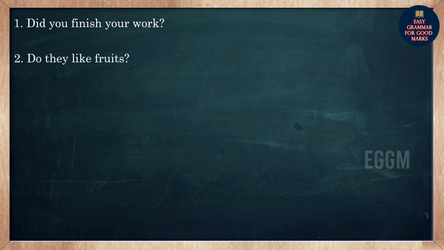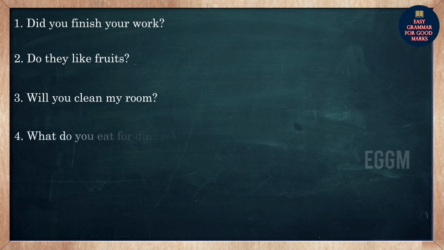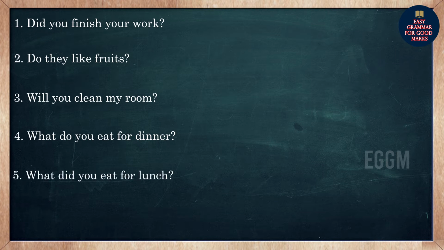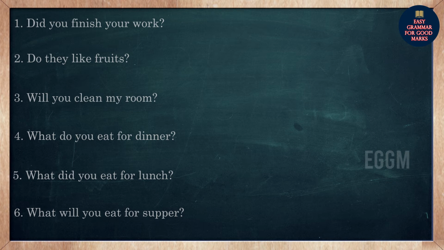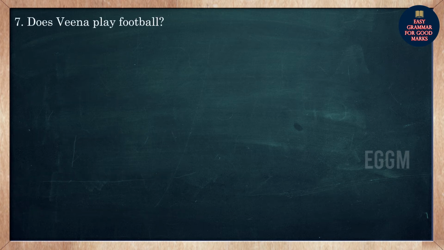Question number 1. Did you finish your work? Question number 2. Do they like fruits? 3. Will you clean my room? Number 4. What do you eat for dinner? Number 5. What did you eat for lunch? Number 6. What will you eat for supper? Number 7. Does Veena play football? Number 8. Do they play basketball?